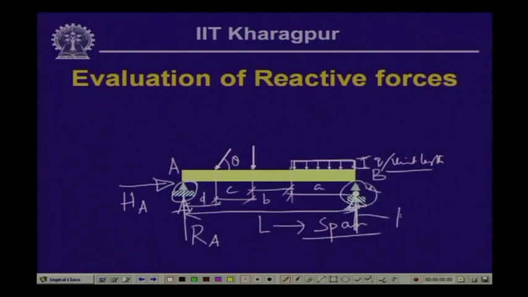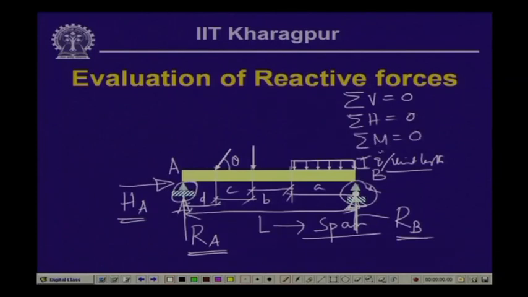So, we will have this as R B. These are the three reactive forces R A, H A and R B, which are to be evaluated from the equations of statics. And as you know, we have three equations of statics, which are summation of vertical forces as 0, summation of horizontal forces in the beam is 0, and summation of moment at any point is equal to 0. So, if we employ these three equations, we can evaluate three unknown quantities.